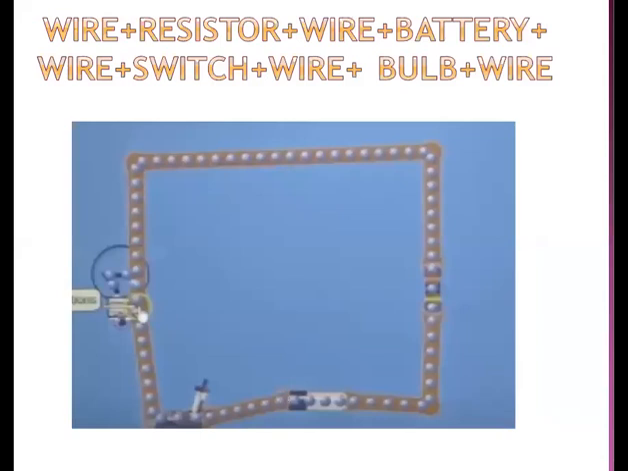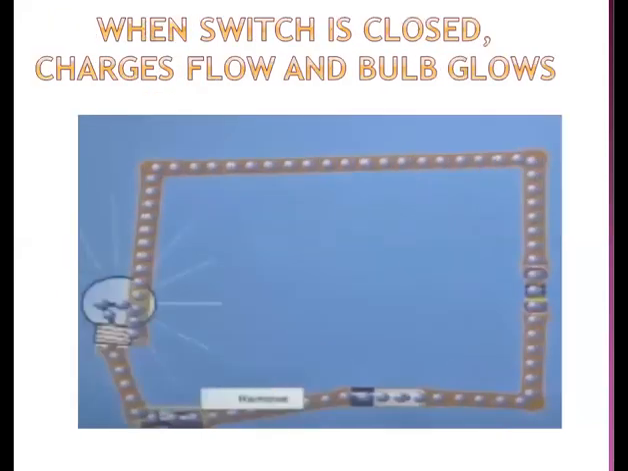Now it is open, you see. When I close the switch, the charges are flowing. You can see here I have closed the switch, the charges are flowing. So the current is now slow and the bulb is glowing dimly. Here the voltage may be very low, only around 2 volts or something.